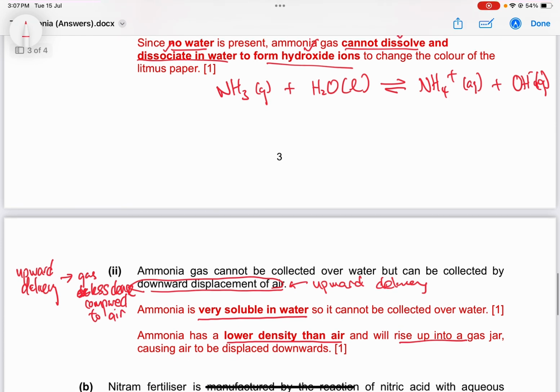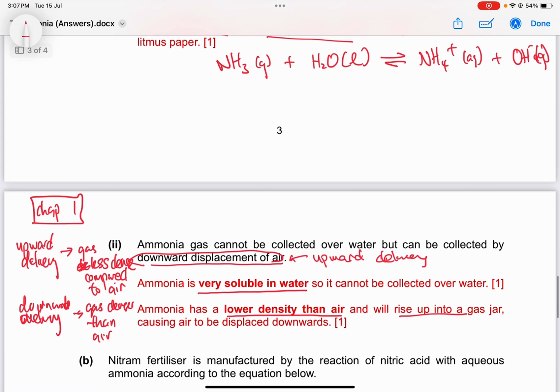Okay? Then, of course, if you are doing a downward delivery, the gas must be denser than air. Okay, where do you pick up all this? So take note, this is back in your chapter 1. So those of you who can't really recall this part, please go and revise my chapter 1.